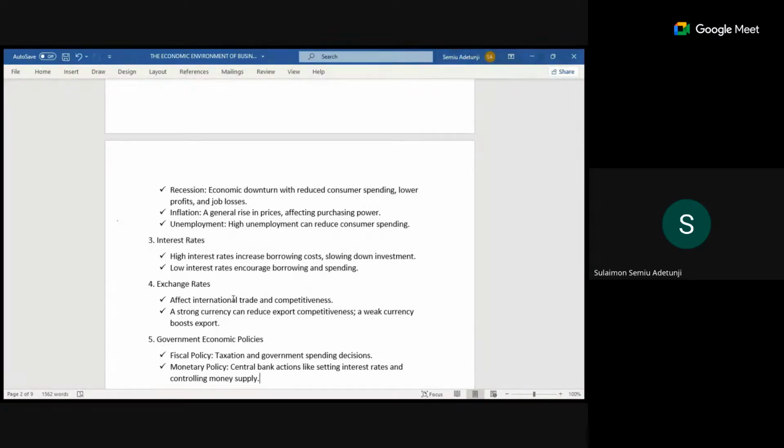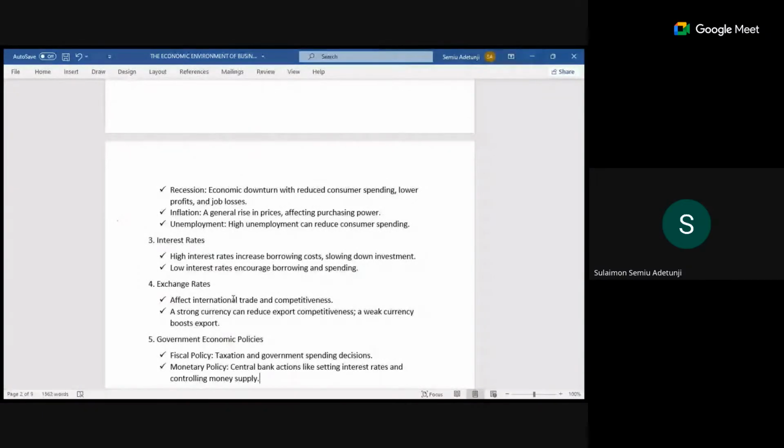You cannot borrow at 10% and go and invest in a kind of business that will give you less than the cost of your interest. If you are getting an interest rate of 10%, it means what you invest that money in should be something that will give you above that 10%.